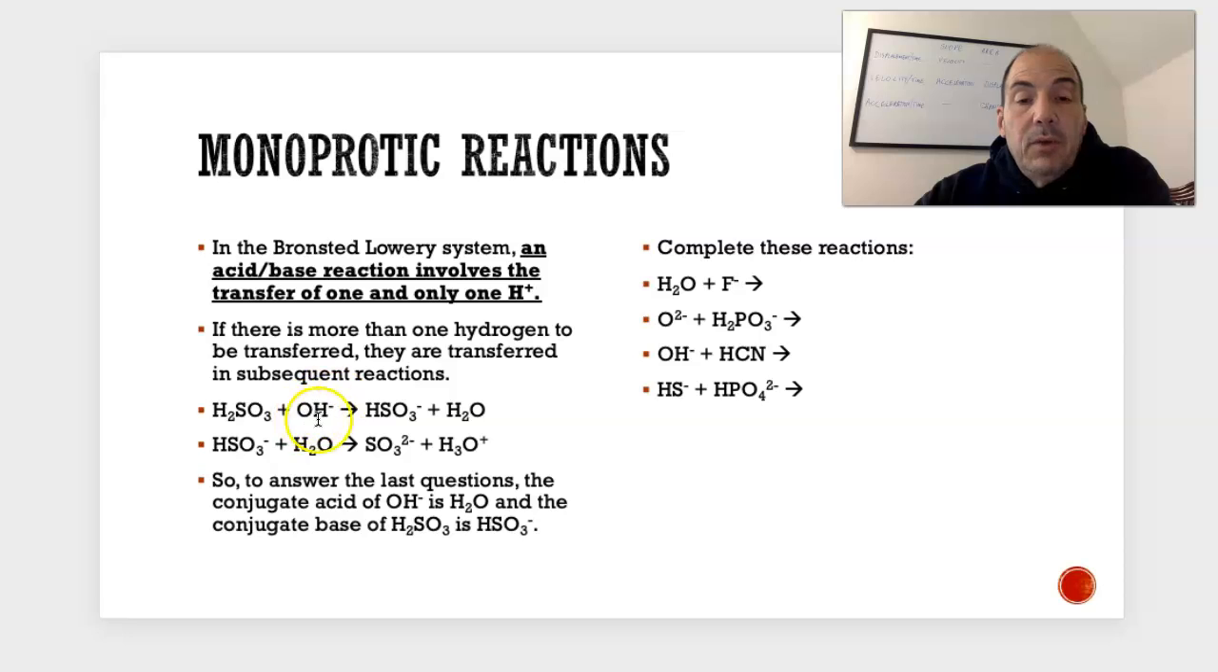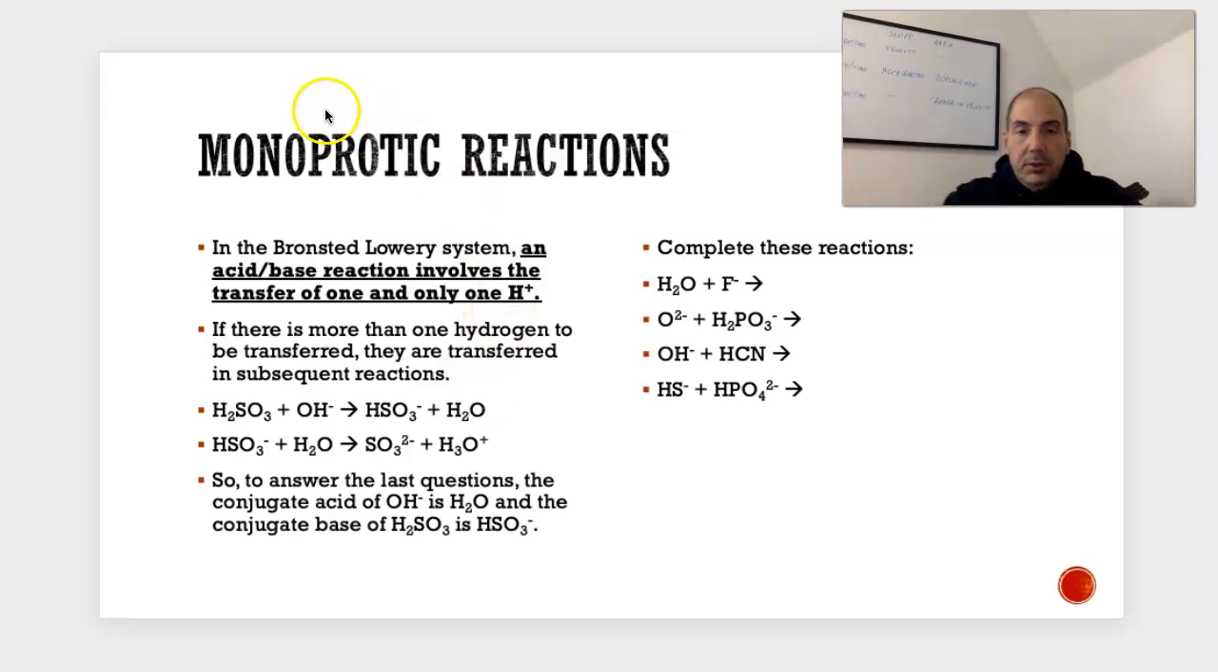So if OH is a base, its conjugate acid is going to be water. And if H2SO3 is an acid, its conjugate base is HSO3 minus. Again, there's only one hydrogen difference, and it's just an issue of if it was an acid, then we're taking a hydrogen off. If it's a base, we're adding a hydrogen on. Okay, so that's all that we're talking about in these processes.